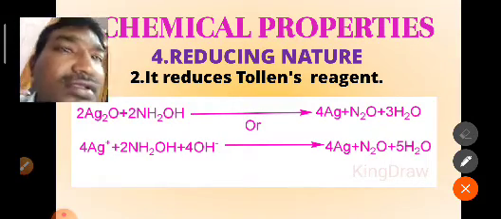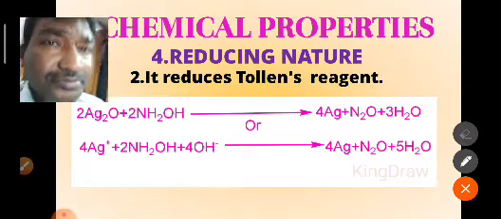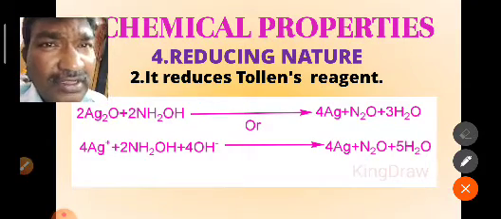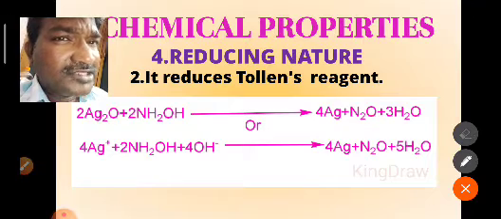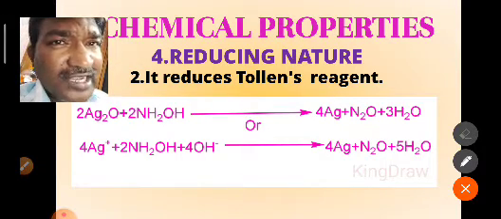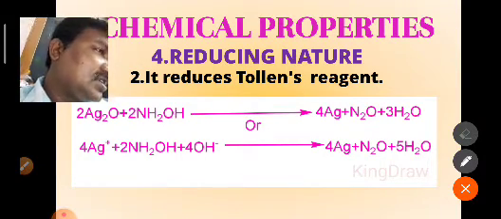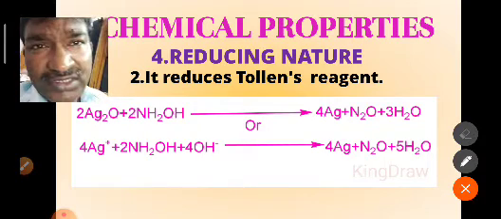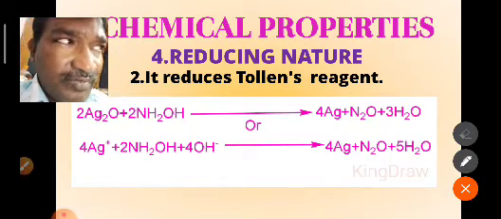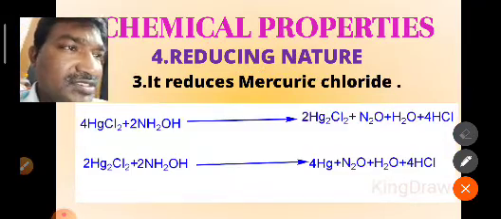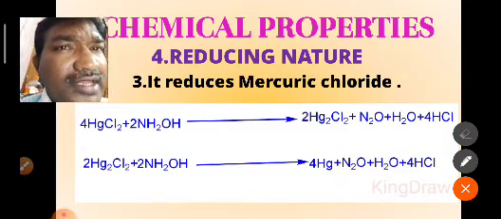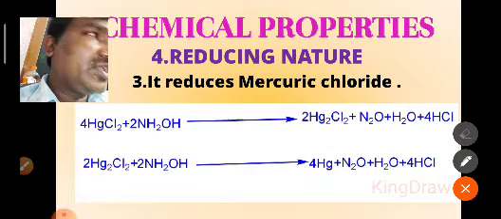Next, here the reaction of hydroxylamine with the Tollens as well as the Fehling reagent can be easily balanced by using the first step of the basic equation. Okay, next, here this hydroxylamine reduces the mercury chloride also.